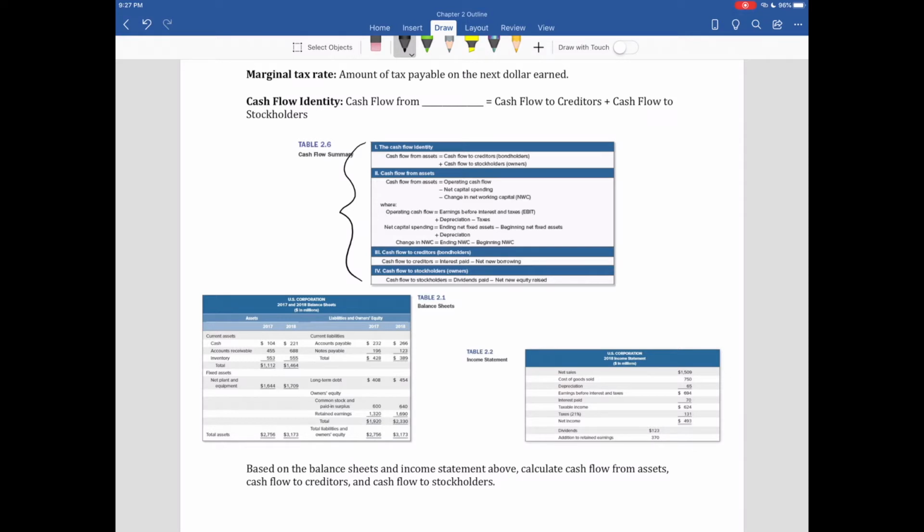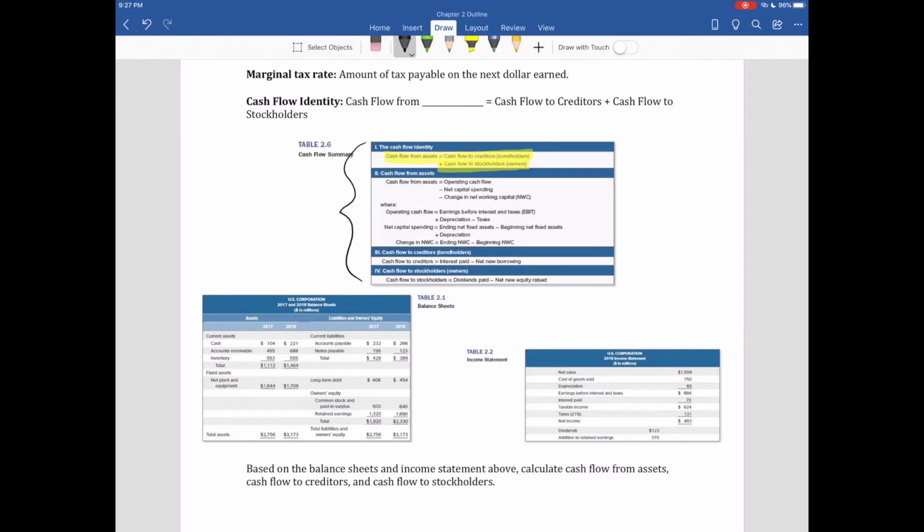So what we have is our cash flow from assets, or our cash flow identity, which states that cash flow from assets is equal to cash flow to creditors plus cash flow to stockholders. That is something that is always true, just like the balance sheet identity, where the balance sheet always balances. These cash flows will always balance. So what types of cash flows did our assets generate? And then with those cash flows, where did we distribute them? To creditors or stockholders, those that funded the asset purchases.